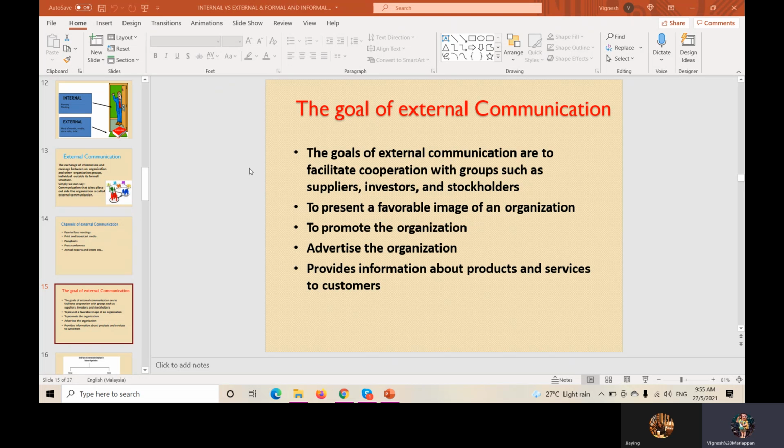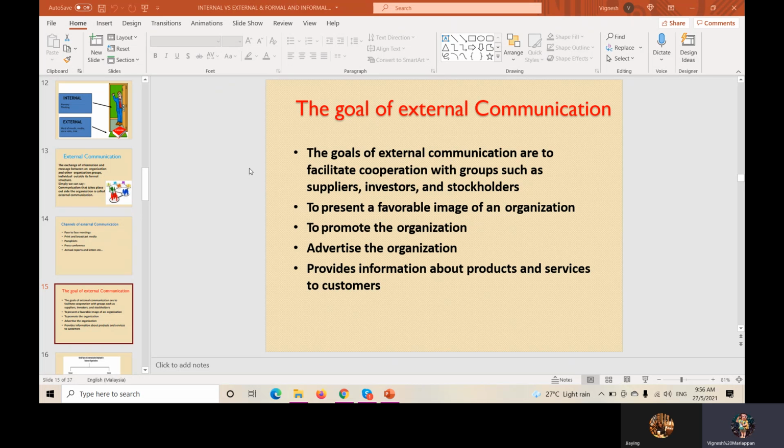Okay, external communication, teacher said, is with other organizations, right? It's with individuals outside of the organization. It can be anybody, maybe also your customer. So what is the aim of external communication? If you want to talk to the customers, of course it's external communication, right?